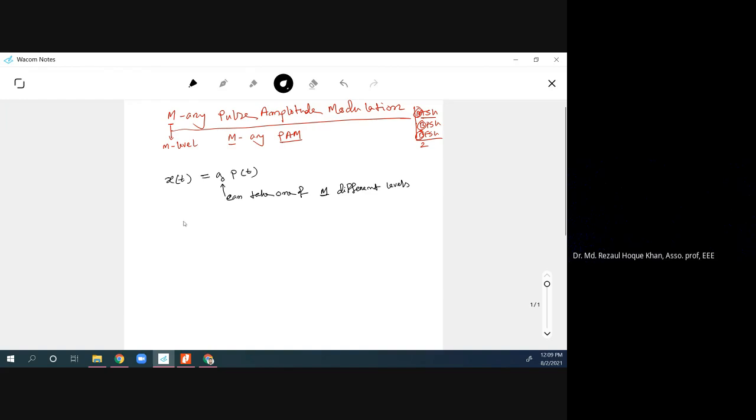Because here the number M is assumed to be more than 2, how many bits are required? In any kind of M array system, instead of bit we will consider symbol. I'm explaining why. The number of bits, we know how to calculate it. We know it by log base 2 of M. That gives you the number of bits per symbol.